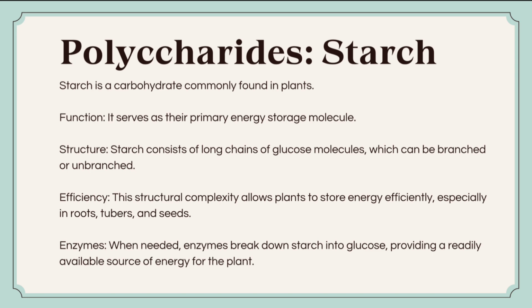Let's start with starch, a polysaccharide commonly found in plants acting as the primary energy storage molecule. Starch consists of long chains of glucose molecules, which can be either branched or unbranched. This structural complexity allows plants to store energy efficiently, especially in structures like roots, tubers, and seeds. When needed, enzymes step in, breaking down starch into glucose, providing a readily available source of energy for plants.